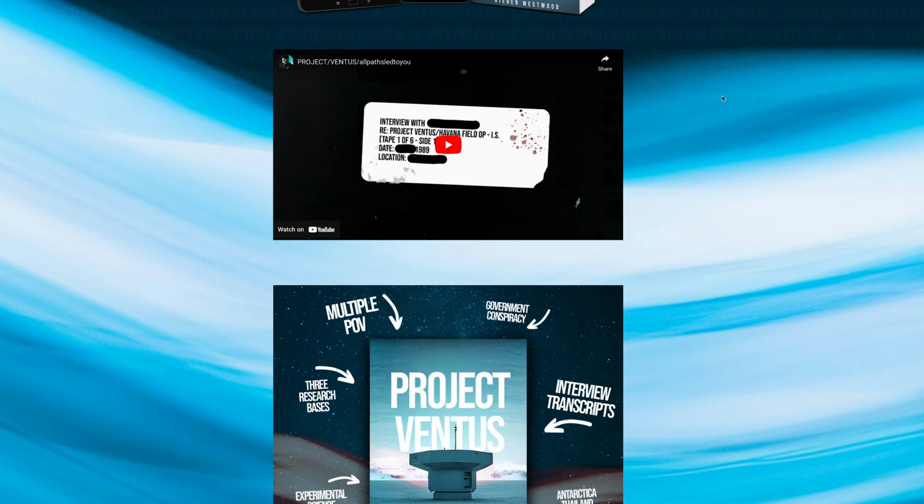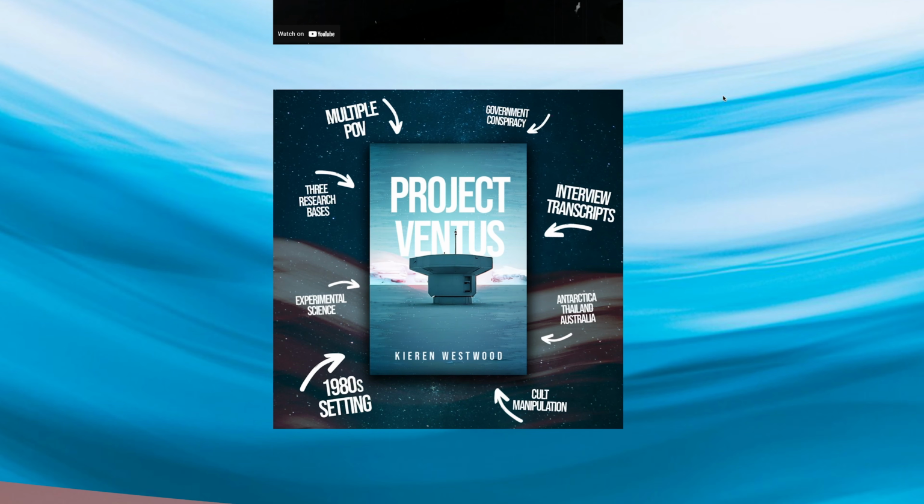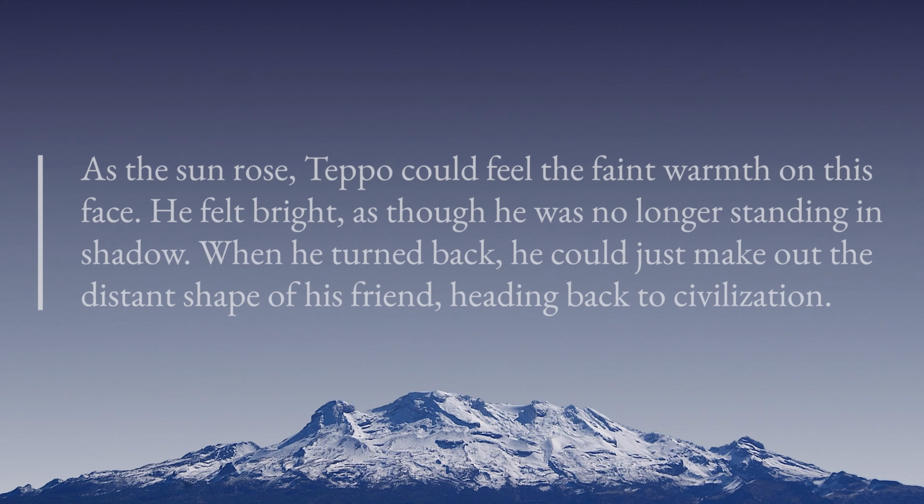I've got an example here that's kind of similar. My character, Teppo, is also hiking as I end his very first chapter. He's branching off from his research partner, taking a risk, and heading into the Ural Mountains in search of a certain historic location. Here's how I ended the chapter. As the sun rose, Teppo could feel a faint warmth on his face. He felt bright, as though he was no longer standing in shadow. When he turned back, he could just make out the distant shape of his friend, heading back to civilization.